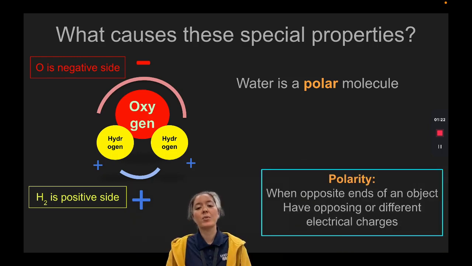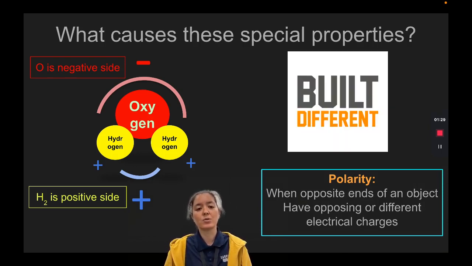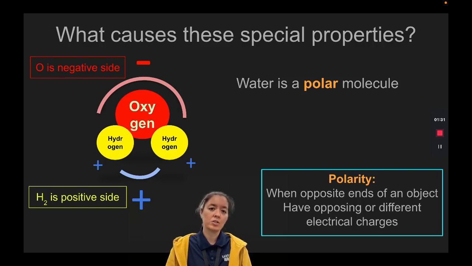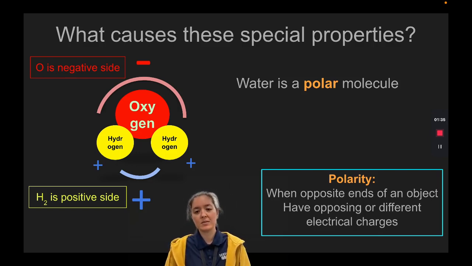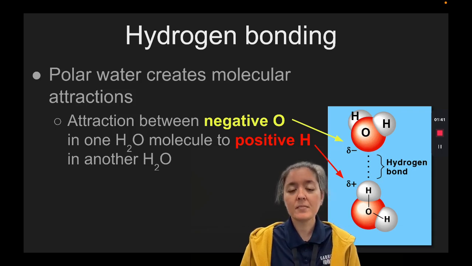So the definition of polarity is when opposite ends of an object, in this case a water molecule, have opposing or different electrical charges. So once again, the oxygen is a little bit negative and the 2 hydrogens are a little bit positive.